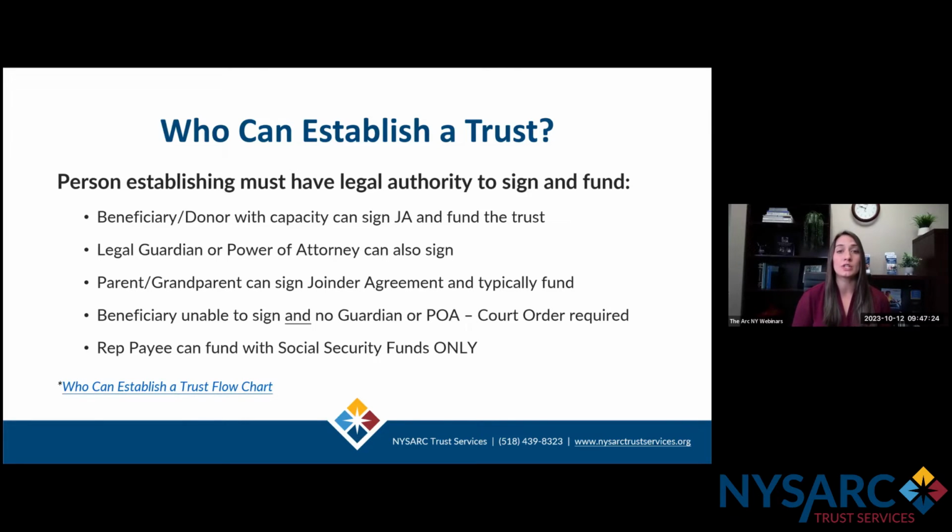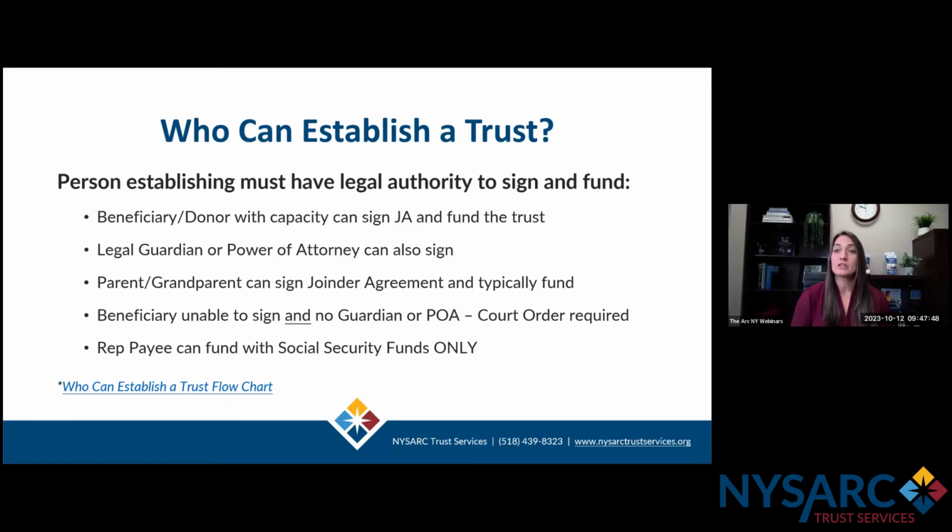Oftentimes, an older adult that needs to set up a pooled trust for Medicaid eligibility will have their power of attorney establish it on their behalf. And if the individual doesn't have a legal guardian or a power of attorney, it is possible that a parent or grandparent can set it up on their behalf. And typically that parent or grandparent can fund the account.